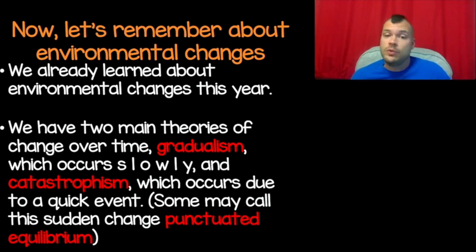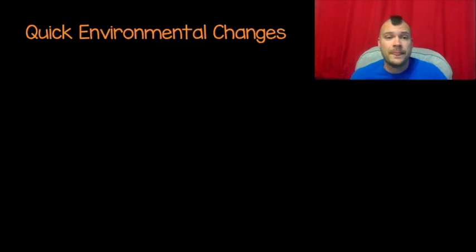So that's one theory, but the other theory that we talked about was catastrophism. It occurs due to quick, sudden changes in the environment. Some may call this sudden change punctuated equilibrium. Not sure how your teacher taught it, but we call it catastrophism. The root word of that is catastrophe, something that occurs very, very quickly. Now, here are some examples of environmental changes that occur very quickly.